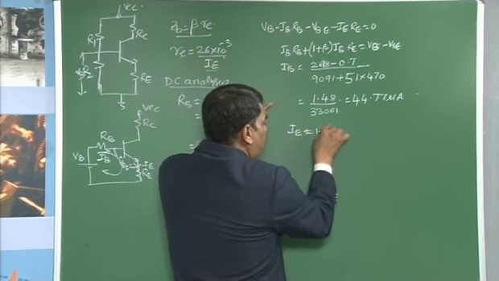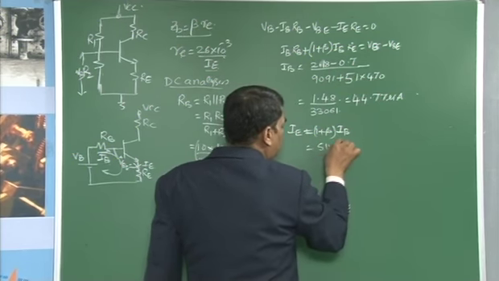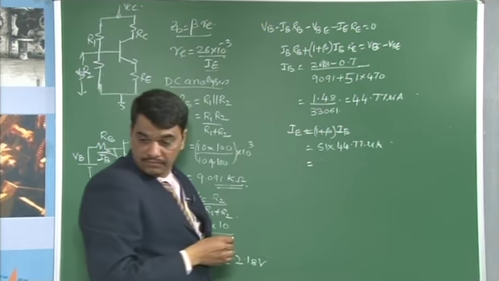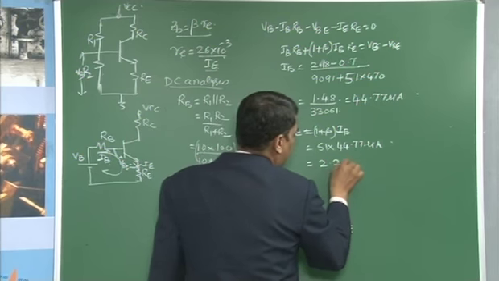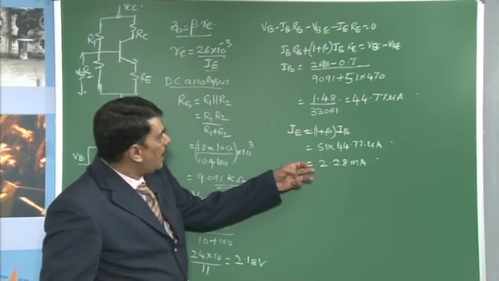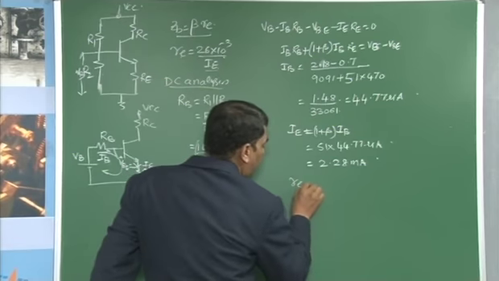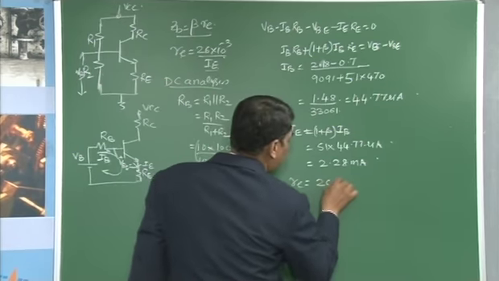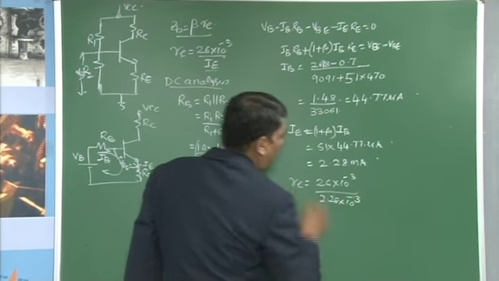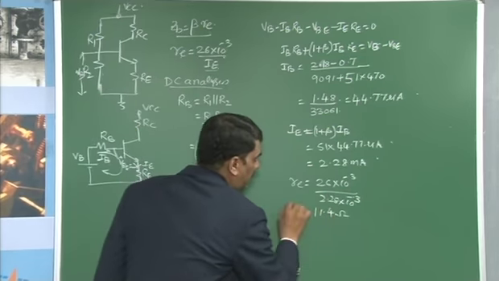Once we find the value of IB, we need to calculate IE, where IE is equal to 1 plus beta times IB. This is equal to 51 into 44.77 microamperes. This value is equal to 2.28 milliamperes. Substitute this IE value in re, where re is the emitter resistance. It is given by re equal to 26 into 10 to the power of minus 3 divided by 2.28 into 10 to the power of minus 3. This value is approximately 11.4 ohms.